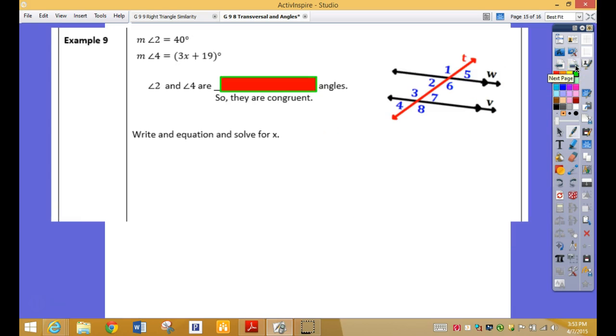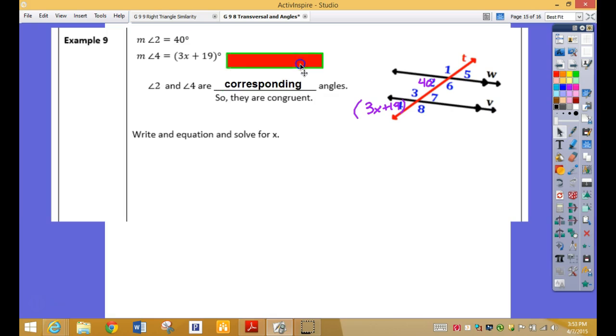Example 9. Now in this one we know that measure of angle 2 equals 40 degrees, right in here, 40 degrees. Measure of angle 4 is 3x plus 19. What do we know? Angle 2 and 4 are what kind of angles? If I took this and slid a translation down the transversal, it would line up. So 2 and 4 are corresponding angles. So they are congruent. Write an equation and solve for x.